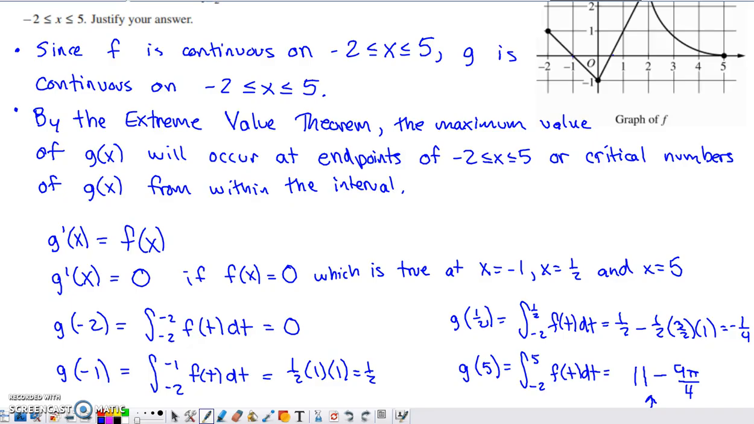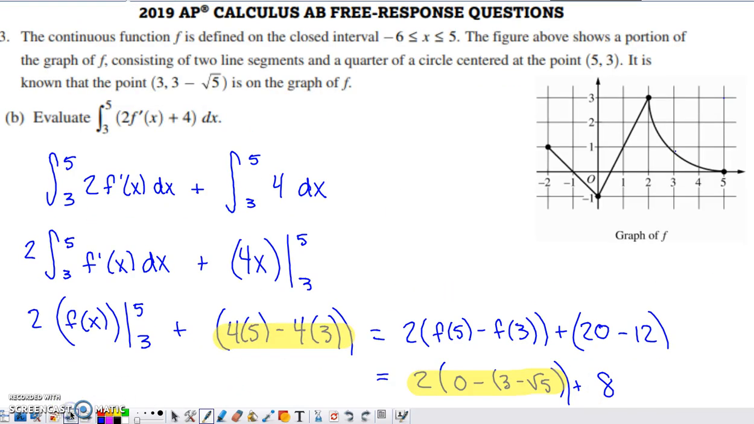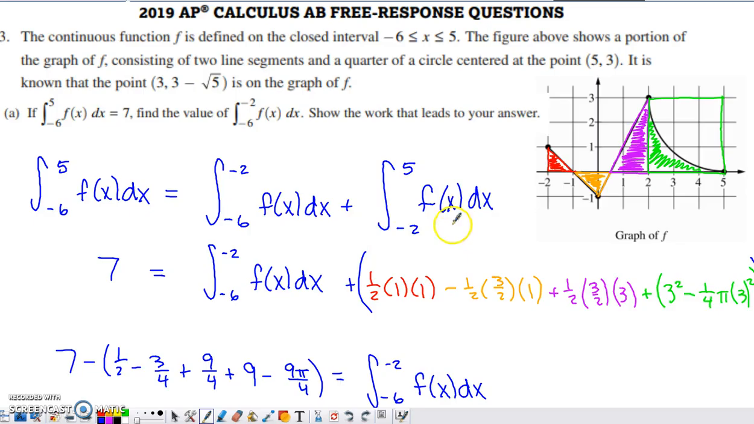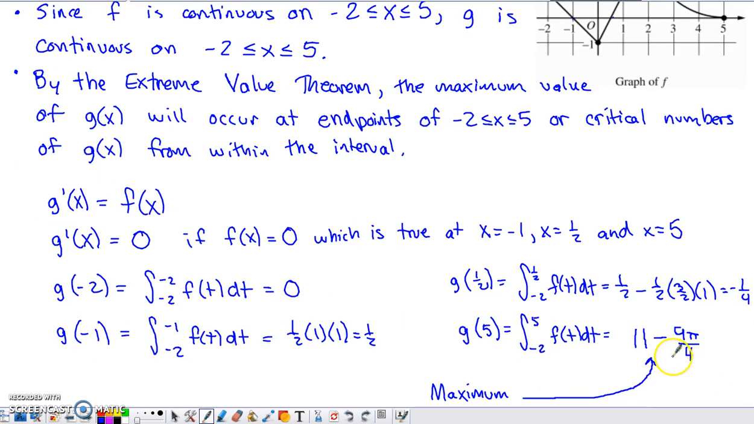And then if I'm going for g of 5, we actually already did this calculation back in part A. So we'll go back and check that out real fast. So here's where the integral of f of x from -2 to 5 came into play in part A. It's basically represented within this set of parentheses right here. If you simplify that, and I've got it partially simplified here, but if you fully simplify it, all of these components are going to combine to 11, and then you have this minus 9 pi over 4 component. So it's 11 minus 9 pi over 4. So I brought that to this screen.